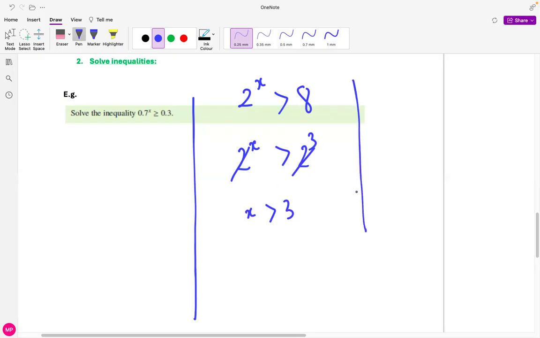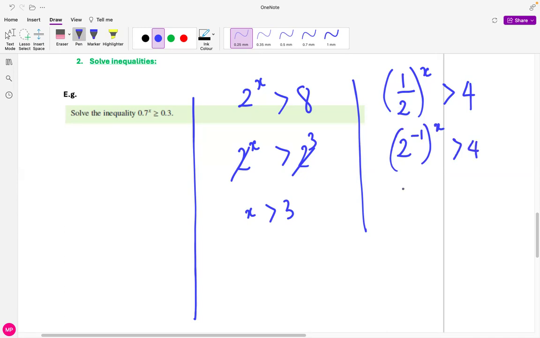That's simple. But this time, if I change the base to a smaller number, so let's say I change the base to a half. So think about if I have a half to the power of x bigger than 4, for example, okay? Then a half is 2 to the power of negative 1, and then to the power of x bigger than 4. So 2 to the power of negative x bigger than 4. 4 is 2 squared. So because the 2 and the 2 cancel out, negative x will be bigger than 2.